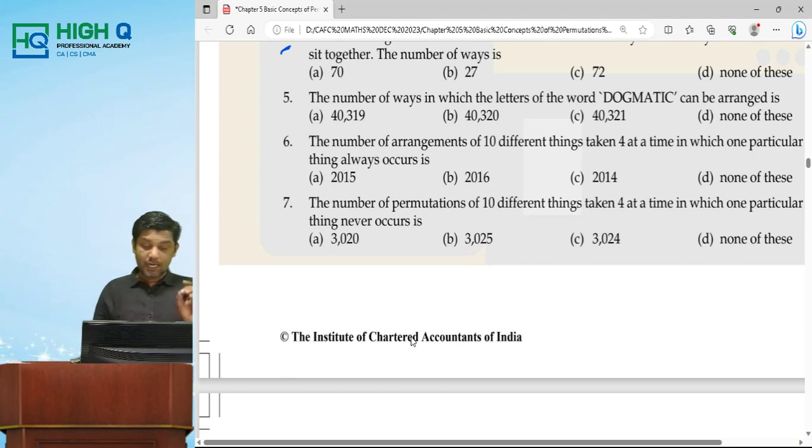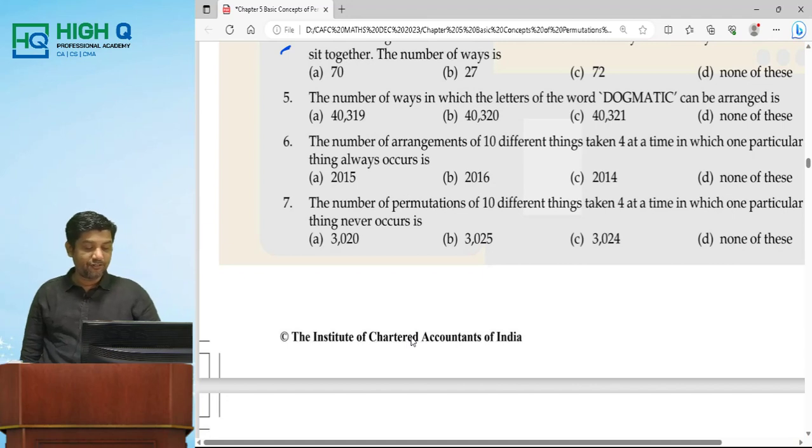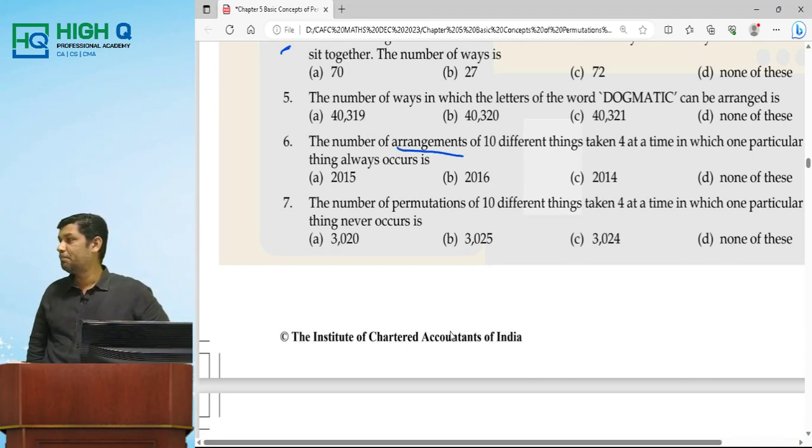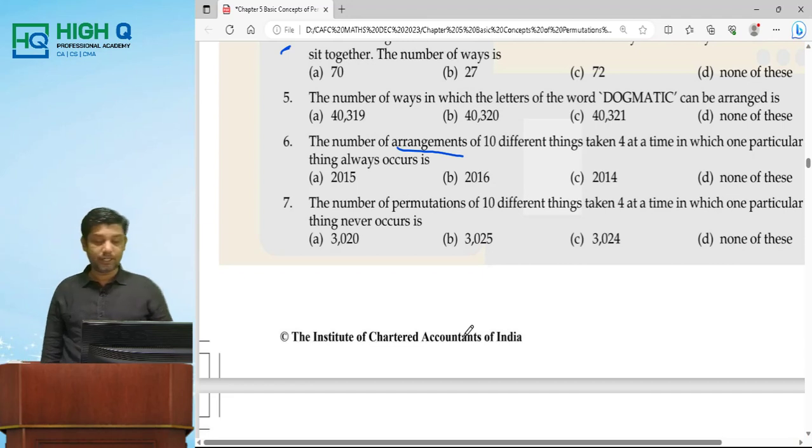Sixth sum. The number of arrangements of 10 different things taken 4 at a time in which one particular thing always occurs. Listen here once again. See, this is very important. Arrangements. Arrangement means what? Permutation. The number of arrangements of 10 different things taken 4 at a time in which one particular thing always occurs.